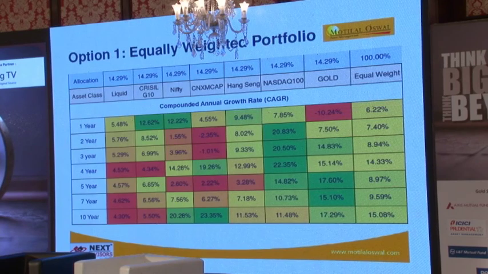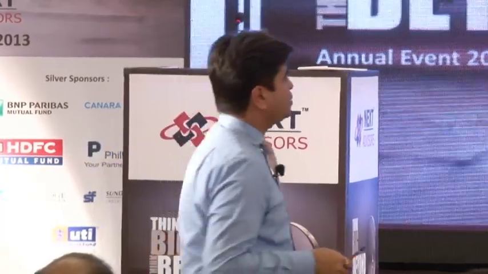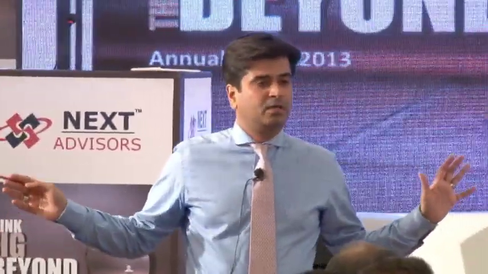The first example is of an equal weighted portfolio. Let's say we take 4 or 5 asset classes. You take a liquid, you take the 10-year benchmark, you take Nifty, you take mid cap, you take Asian equities or Chinese equities Hang Seng, you take Nasdaq, which is global equity, largely US and global equity. You take gold, and you just put 14% in each asset class. Now what it shows you is that even if you blindly divide money into these 7 different asset classes, you will still get a better result than any one asset class on a risk adjusted basis.